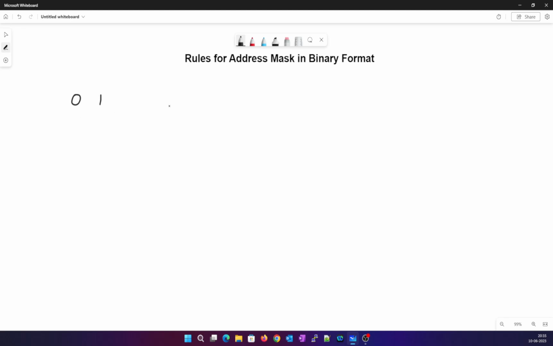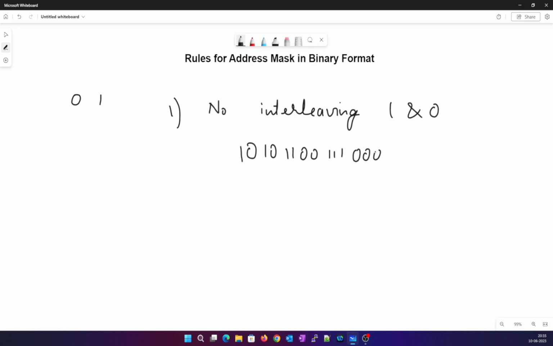Those rules are: first, there should be no interleaving of ones and zeros. Meaning that an IP address in binary format cannot be written like 10101100111000, etc. You cannot write an IP address in such a format. Any computing device will not see this as an IP address.